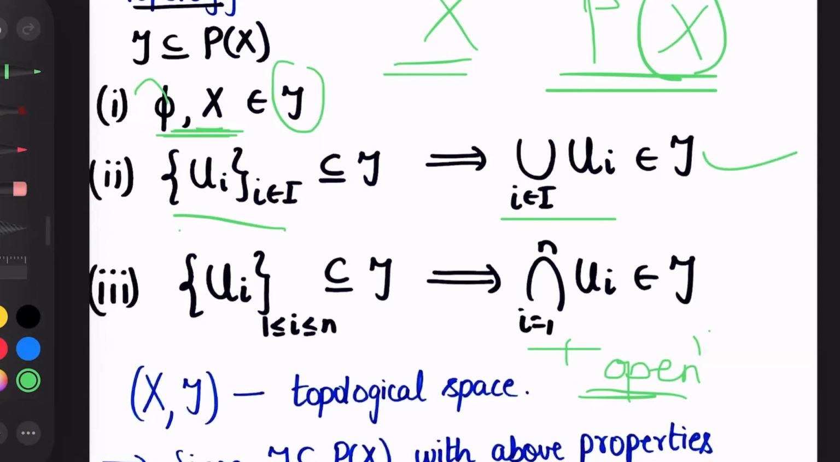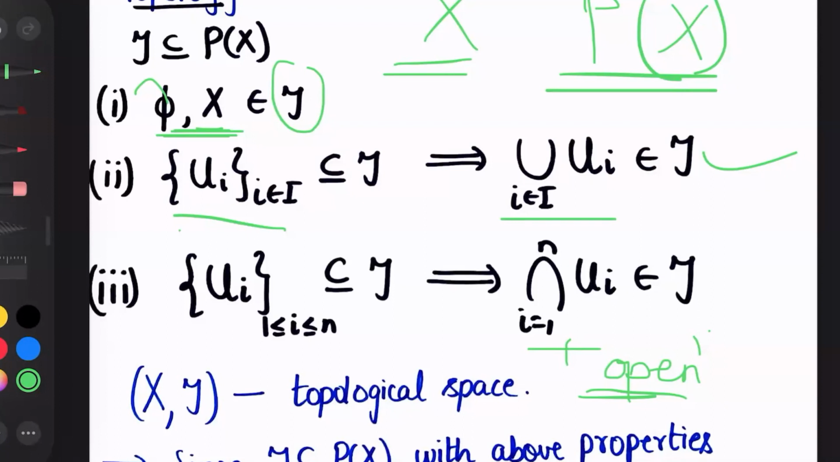And if you consider the finite intersection, again there are only two elements in this. So if you consider the intersection of these elements, that is empty, and empty again belongs to the collection. So clearly this is one very trivial way of defining a topology on a space.